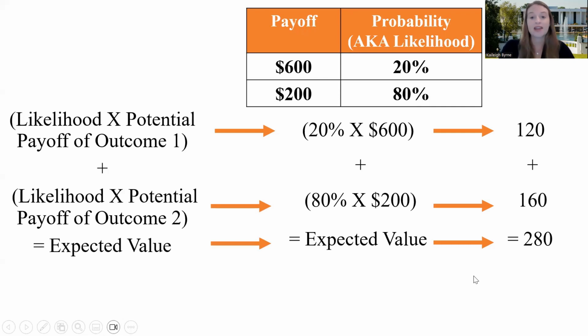So if we calculate that out, 20% chance of getting $600 equals 120. We add that to the 80% chance of getting $200, which equals 160. We add those together and we get $280 as our expected value or our expected return on investment.